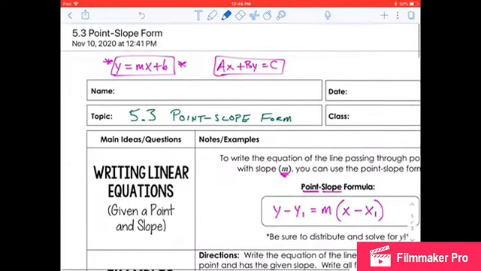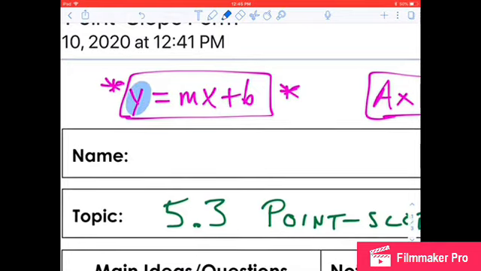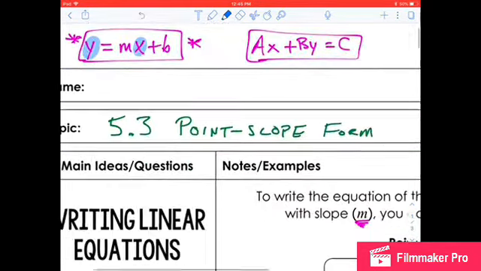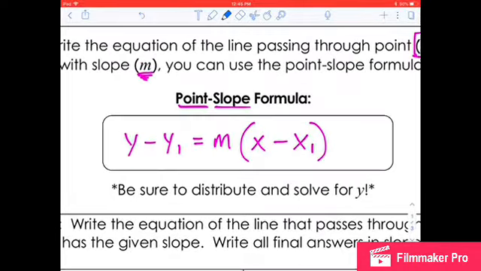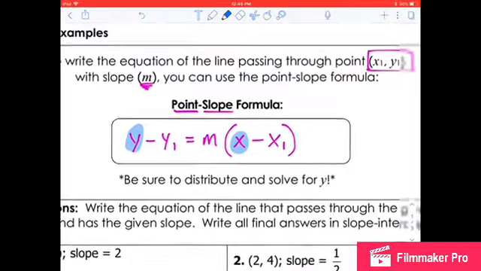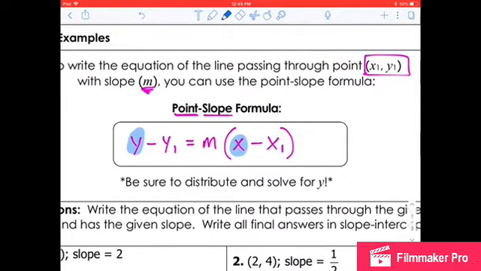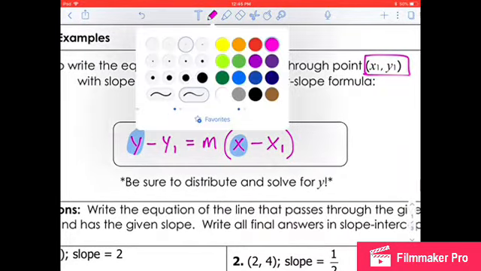Just like here, we have x and y that stay there. They don't get plugged in for. Same thing here for point-slope form. The y and the x don't get plugged in for. It's the x1 and the y1 that get replaced, as well as the m.